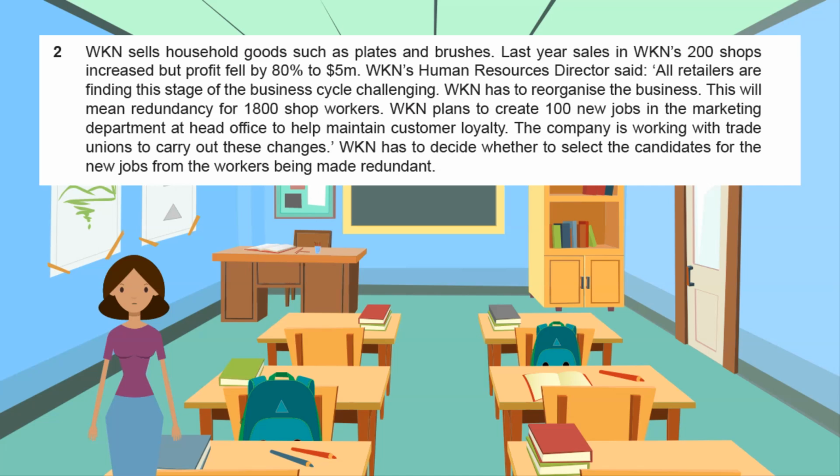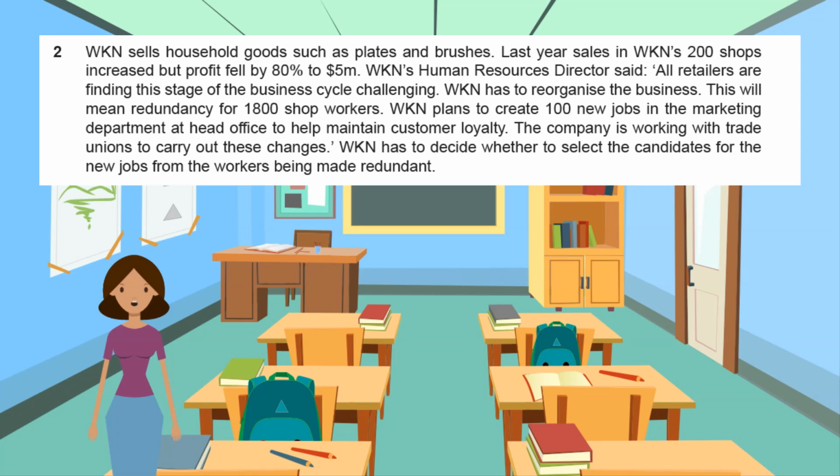Okay, moving on. Question 2. The next business situation goes like this. WKN sells household goods such as plates and brushes. Last year, sales in WKN's 200 shops increased, but profit fell by 80% to $5 million.